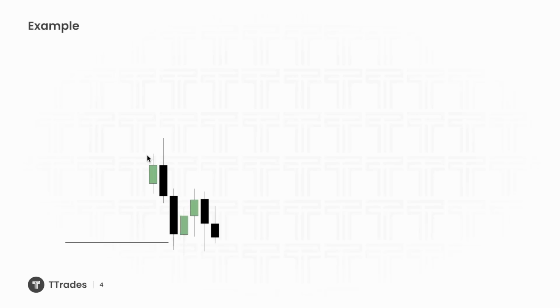So let's get into an example. Here you can see price is trending down into an important level where we may anticipate a new phase of price. You can see we have a series of down close candles into that important level. Do we close over those two down close candles? No, so it is still bearish.